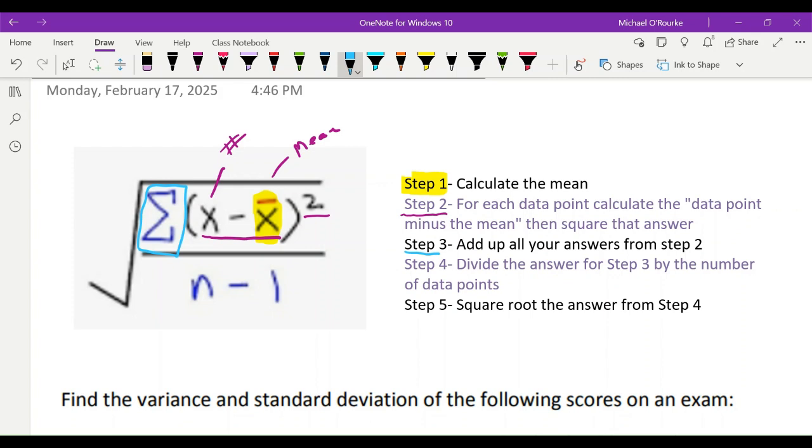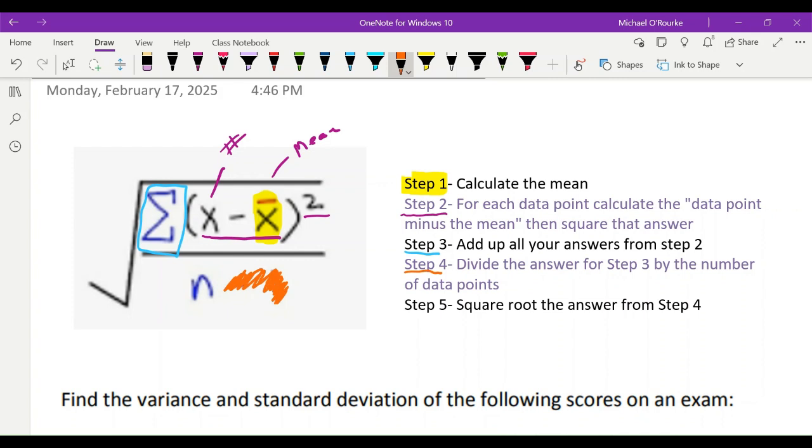Oops, this is the wrong formula. That should just be like this. There is a formula for population, as in you know all the data. And there's also a formula for when you don't know all the data. We're just going to use the one for when you know all the data. So I'm going to get rid of this.